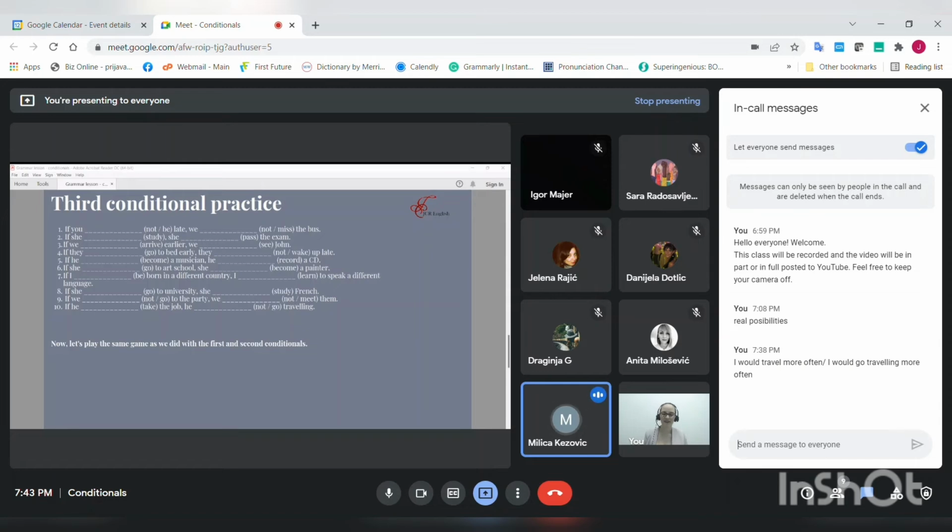If she had gone to university, she would have studied French. But the reality is that she didn't go to the university and she didn't study French. Very good. Anita, you are the only one who I did not ask about the realities. So let's do number 9 and you can tell us about the reality as well.